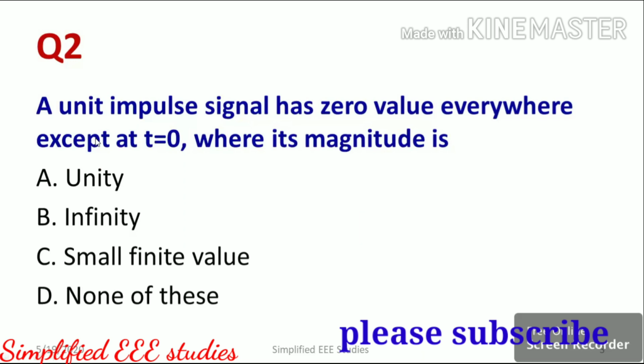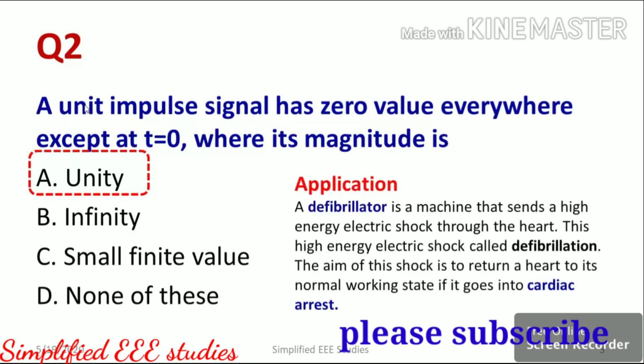Let me move on to the next question. A unit impulse signal has 0 value everywhere except at t equal to 0, where its magnitude is? The answer is unity. The first option is the right answer. How is it possible? Consider a unit impulse signal. It will have the output only when n equals 0. For a unit impulse signal, the output will be 1. Automatically, the magnitude equals 1. So I can go for option A.